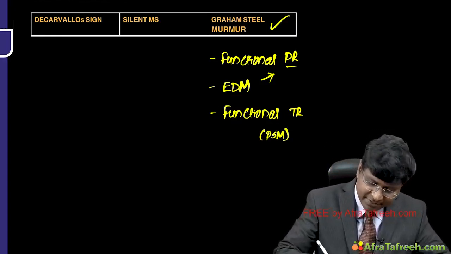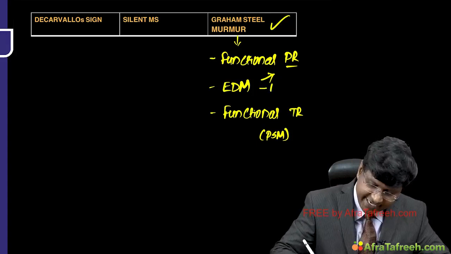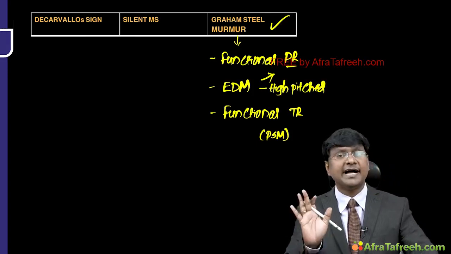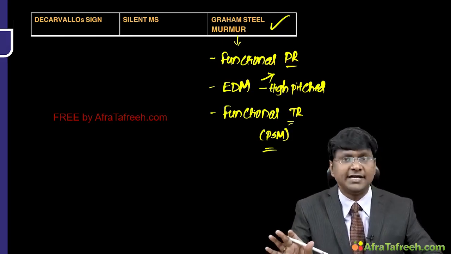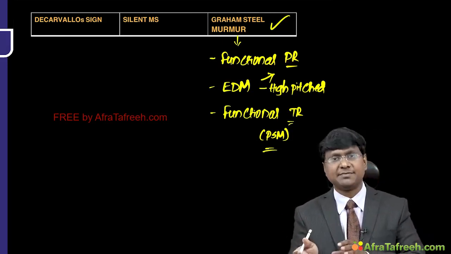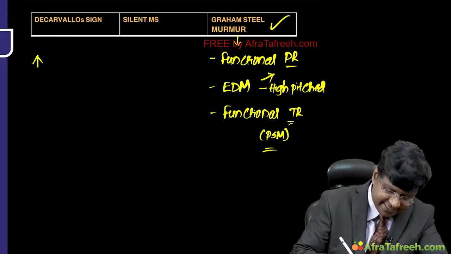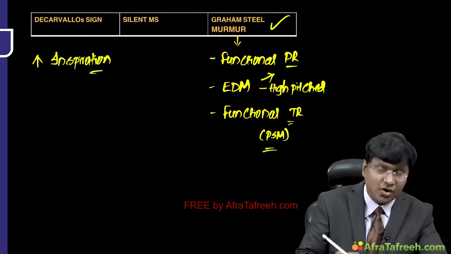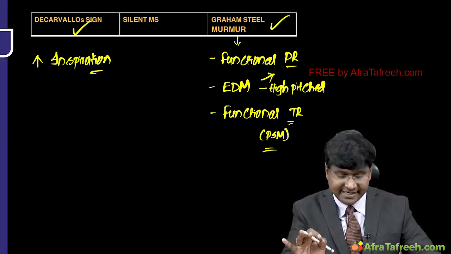And this Graham Steell murmur, please remember, which is heard secondary to pulmonary hypertension, is an early diastolic murmur and it is a high pitched murmur. And in tricuspid regurgitation, you will hear the pansystolic murmur, but it's functional TR. And these right-sided murmurs, either the early diastolic murmur of pulmonary regurgitation or the pansystolic murmur of tricuspid regurgitation, increase in intensity on inspiration. That we call the Carvallo's sign.